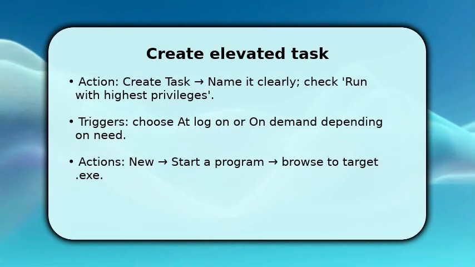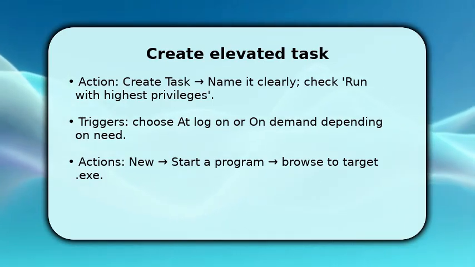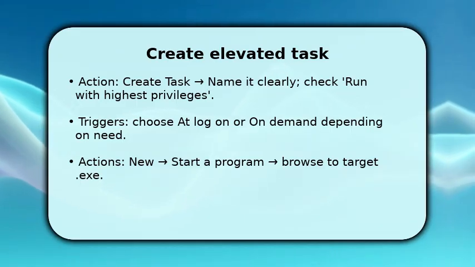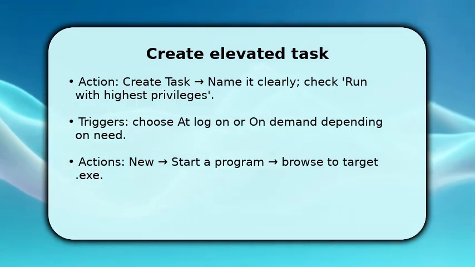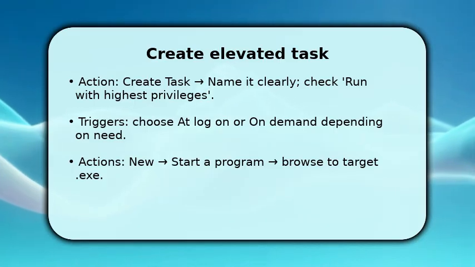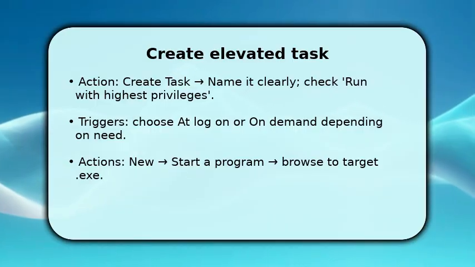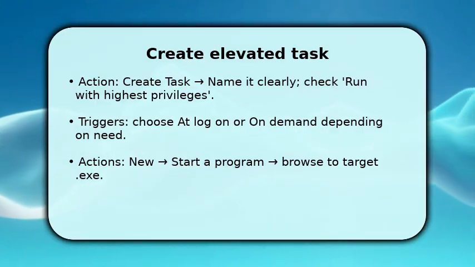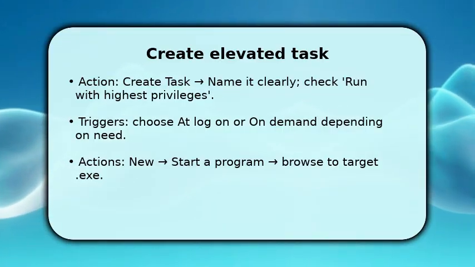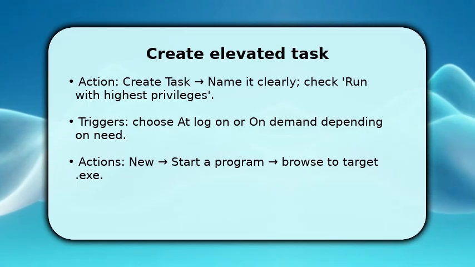Now create the task itself. Click Create Task, give it a clear name, and check Run with highest privileges. That flag is critical because it elevates the process. Next, add a trigger. Pick on demand if you want manual start, or at logon if it must auto-start. Then add an action. New, right arrow, start a program and browse to the program's .EXE you want to run as administrator. Once done, save the task. You've defined an elevated, schedulable action that can be triggered safely.